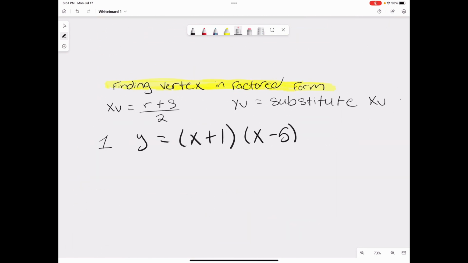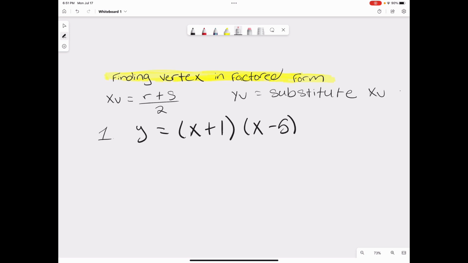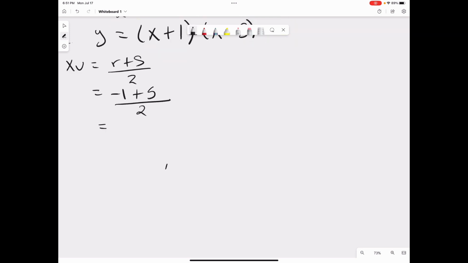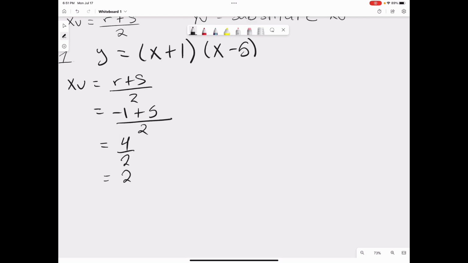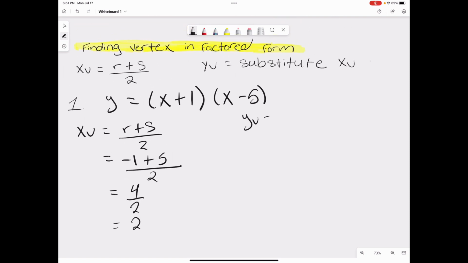Again, there are 2 steps. We're going to find the x-vertex by doing r plus s divided by 2, and then we're going to substitute that into the original equation. Four divided by 2 is 2. And then we're going to rewrite the original problem.